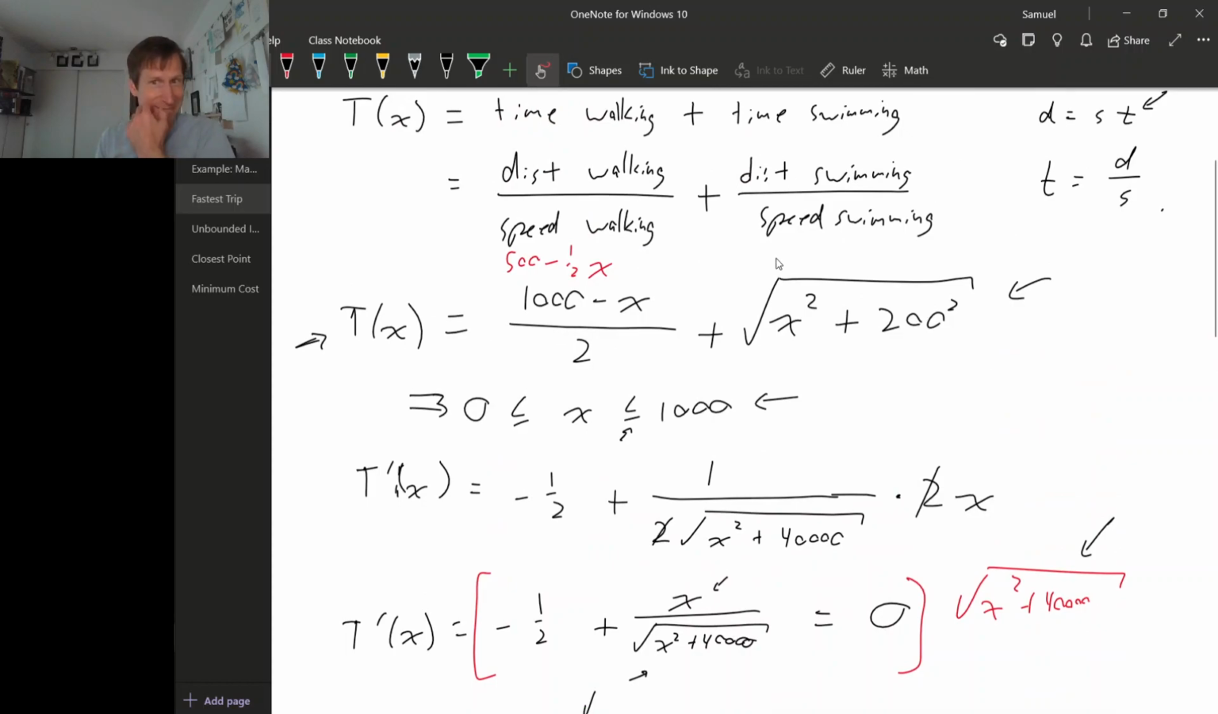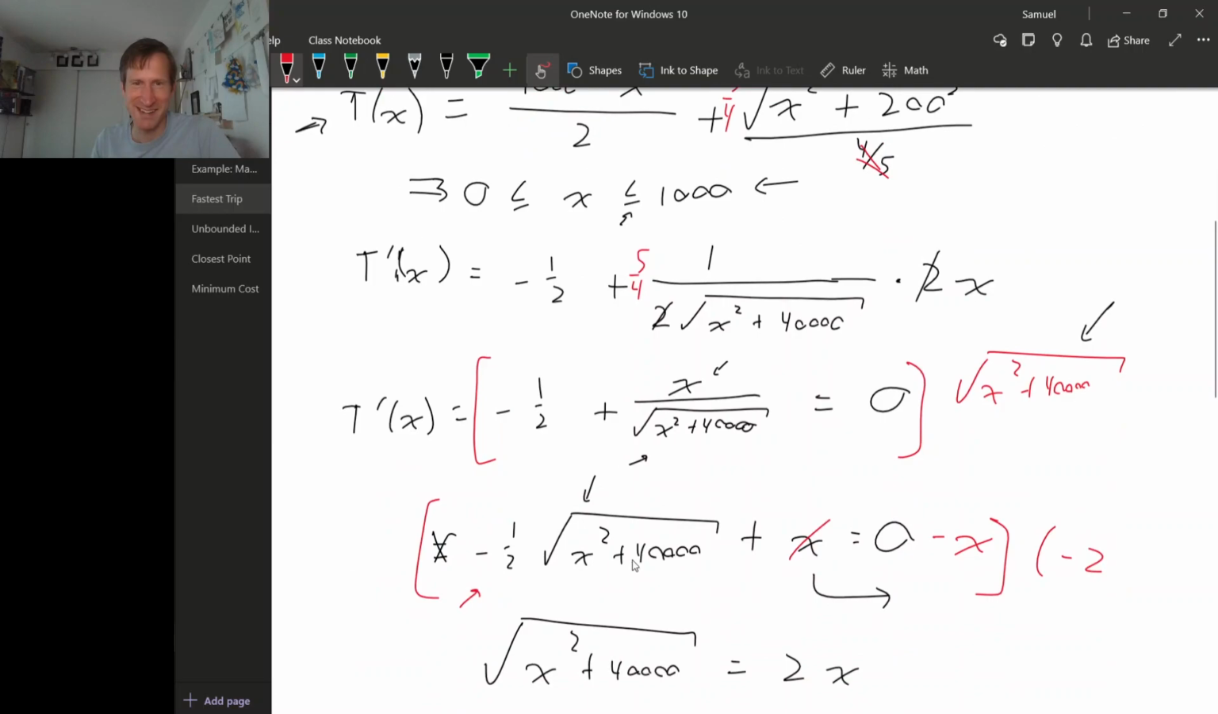Uh-oh. I realize now that I didn't put our speed swimming in here. So, oh no. I need to be dividing by our speed swimming, which is 4/5. This is going to change everything. Dividing by 4/5 is the same as multiplying by 5/4. So that's going to put 5/4 right here. Oh man.